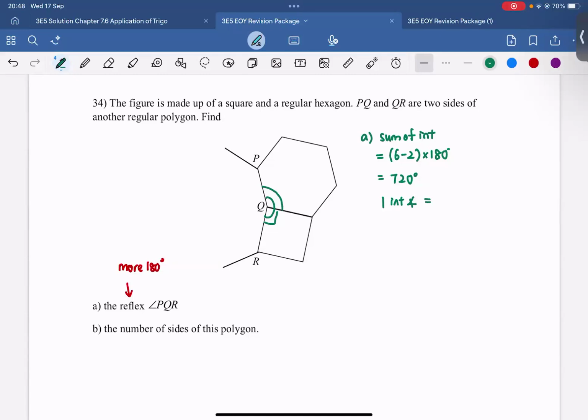Raiden, how to find one interior angle of the hexagon? Divide by 6. Wait, don't tell him. We will not be able to end if he doesn't tell you. Yeah, divide by 6. 120. So this angle is 120. Then we know the square is 90. You don't need to do any working. So reflex angle PQR equals 120 plus 90, which is 210 degrees.